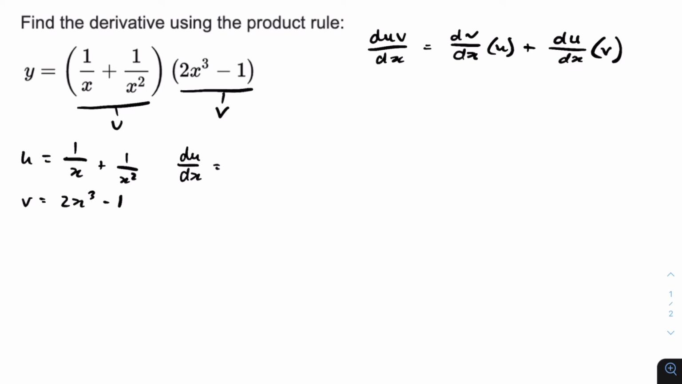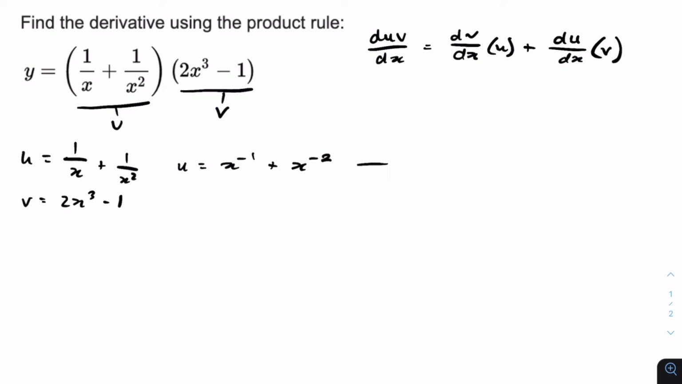So the way I would first do this is, before I even write du over dx, I would actually write u in terms of powers of x solely. I do not like having x in the denominator. It makes things very complicated to work with. So 1 over x I can express as x to the power of negative 1, obviously. And 1 over x squared is x to the power of negative 2. That's much easier to work with.